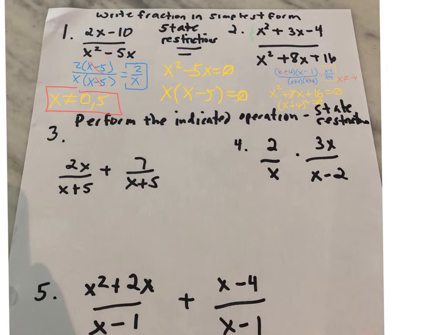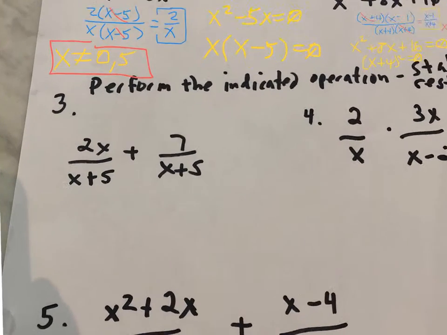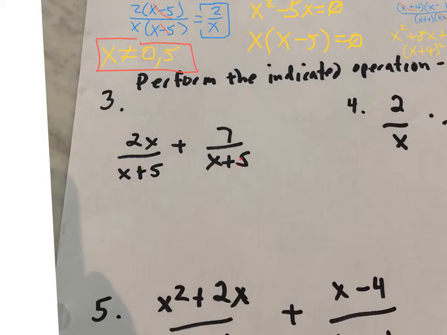Moving on. Perform the indicated operation, state restrictions. Okay, well, the restrictions here are very easy to deal with. Clearly, x is not allowed to be 5. As far as adding these, that's going to be simple because we already have the same denominator, which is all you need. You need the same denominator in order to add fractions. So we're going to do what you typically do, which is to simply keep the denominator and add the numerators, which we totally just did, and we're done. It's actually all there is to it.